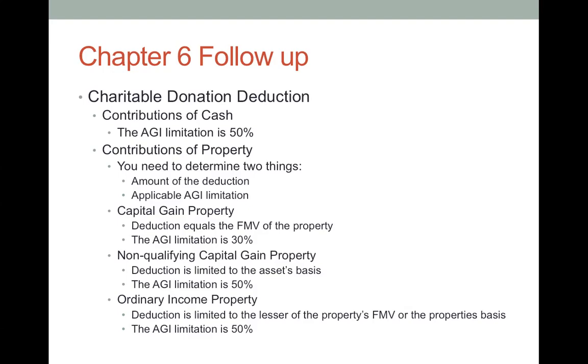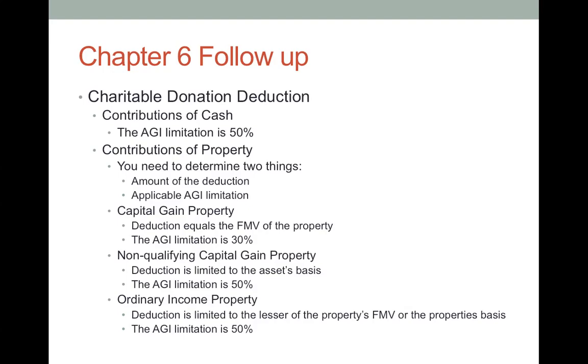Okay, if what you're donating is property unrelated to the mission of the charity, then your deduction, instead of being a fair market value deduction, is going to be limited to your basis. And we'll look at an example in a second of what that means. The AGI limitation that applies to non-qualifying capital gain property is a 50% limitation. Okay, so potentially you can deduct more in a given year, but the value of your deduction is going to be less if it's capital gain property because you're limited to the basis.